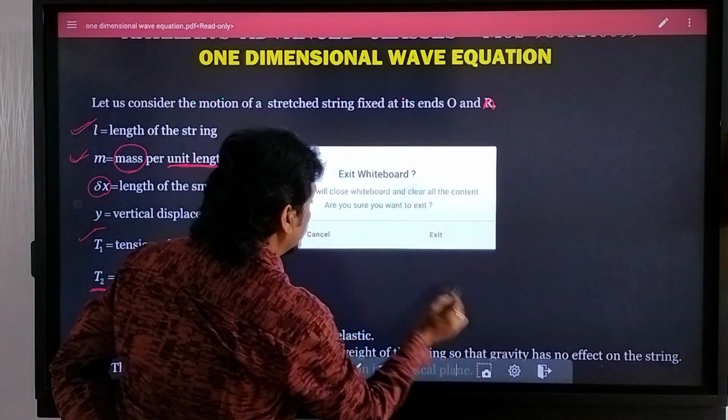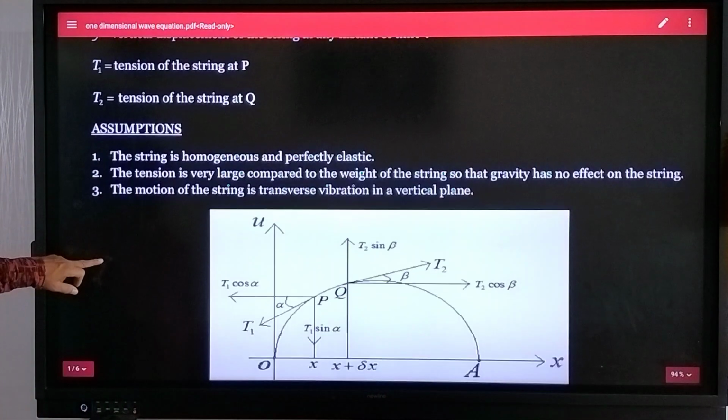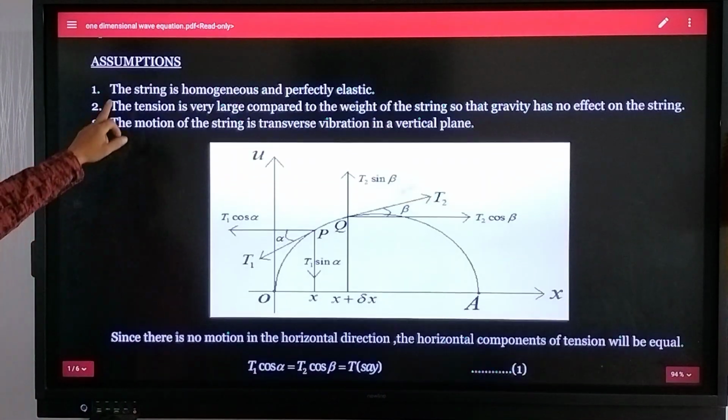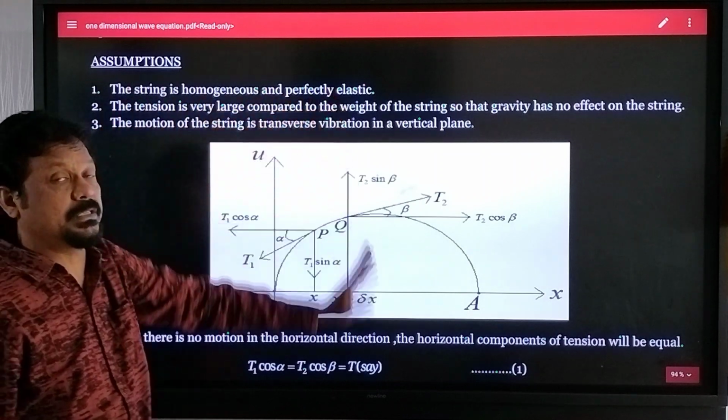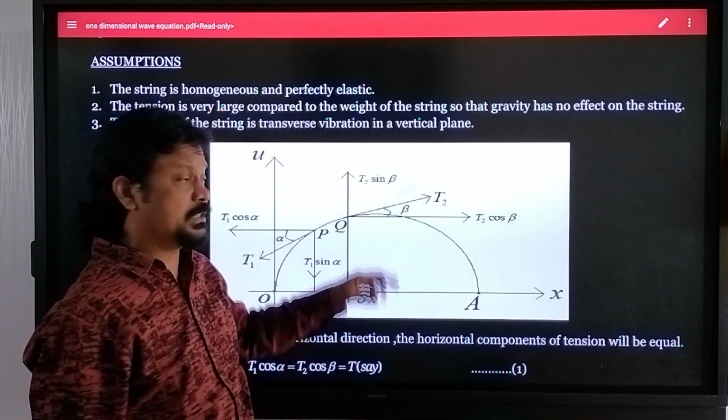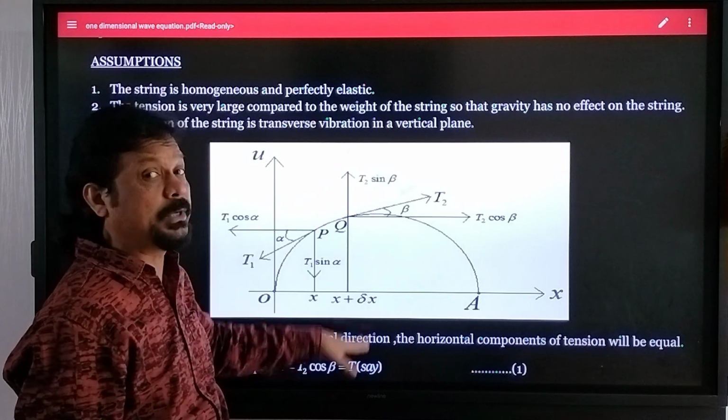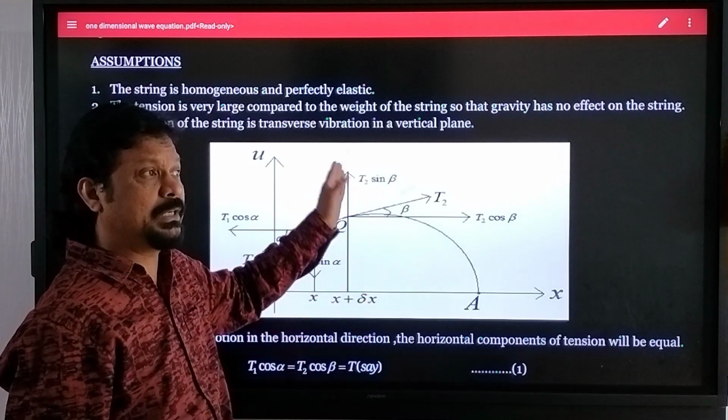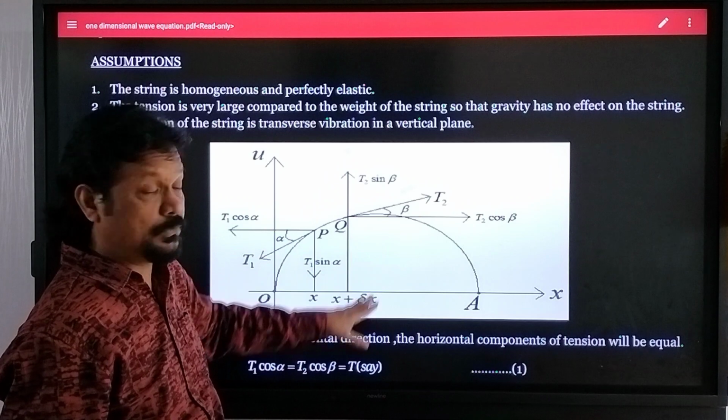And what are the assumptions? You have to assume something. See here, the assumption is that the string is homogeneous and perfectly elastic. The string should be homogeneous and perfectly elastic, otherwise it will not vibrate. Without the elasticity property, it will not vibrate.